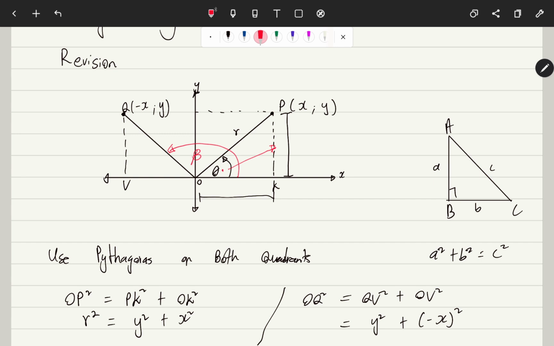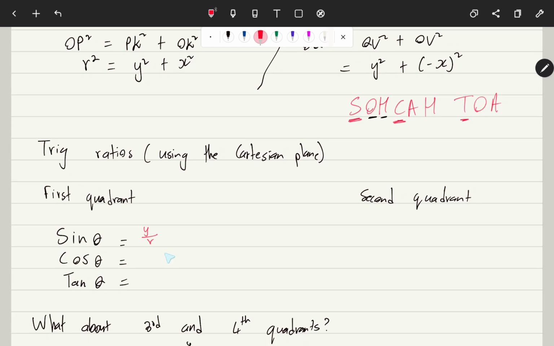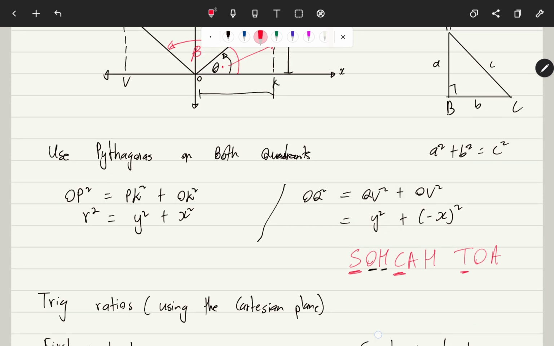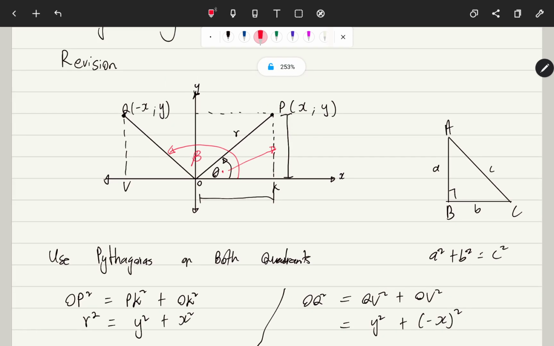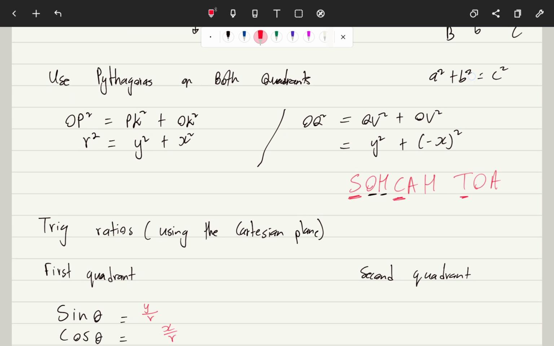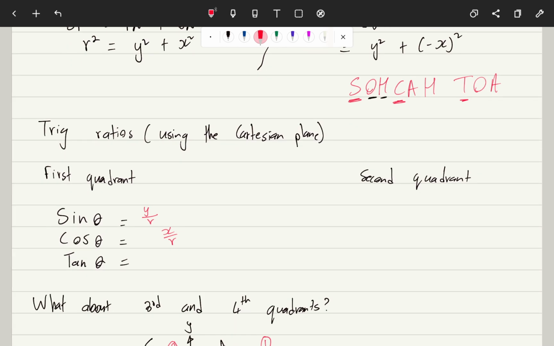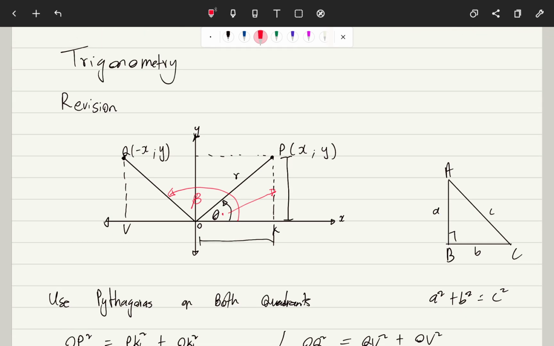And then for cos, cos is adjacent over hypotenuse. The side adjacent to angle theta in our case is OK, which is x. So that is x all over r. And then tangent is opposite over adjacent. The opposite of theta is y, the adjacent is x. So that is y over x. That is just it. Then something interesting is going to happen when we go to the second quadrant. So we can use point Q.